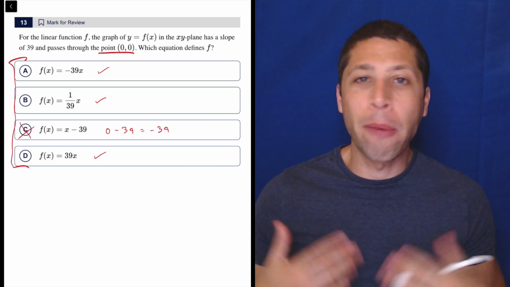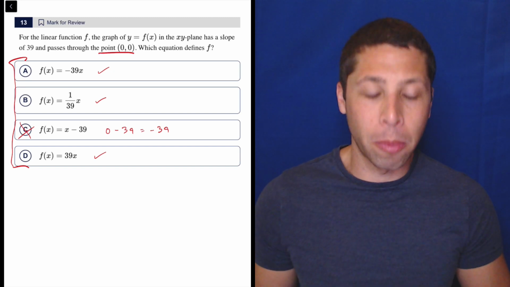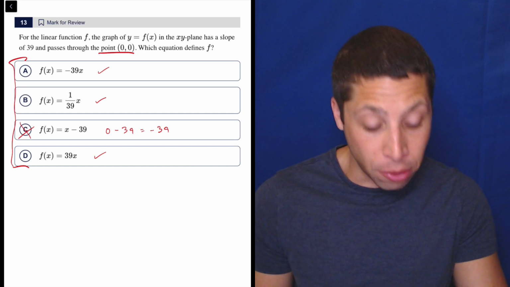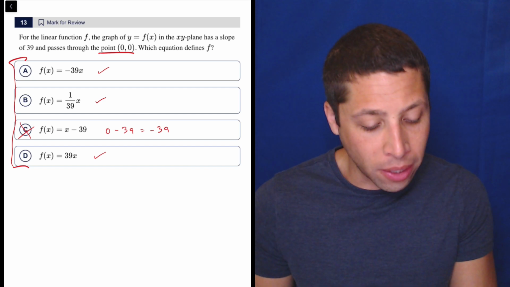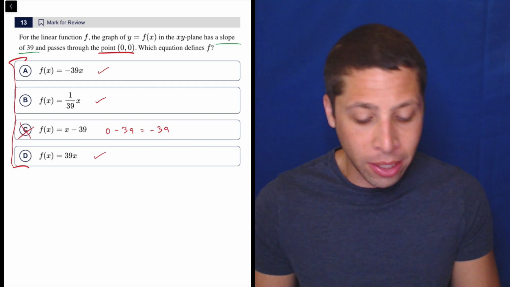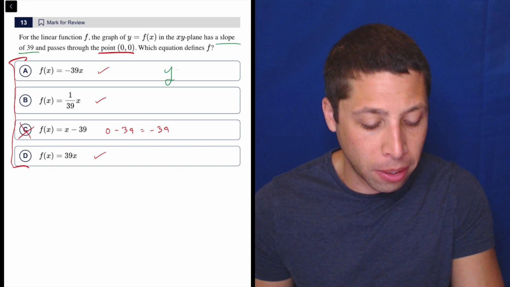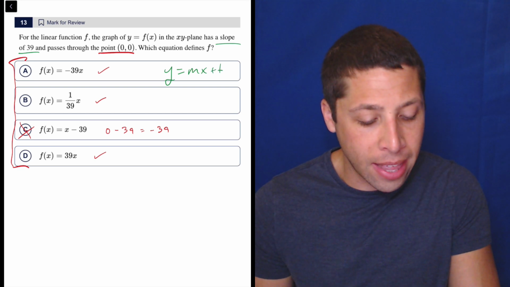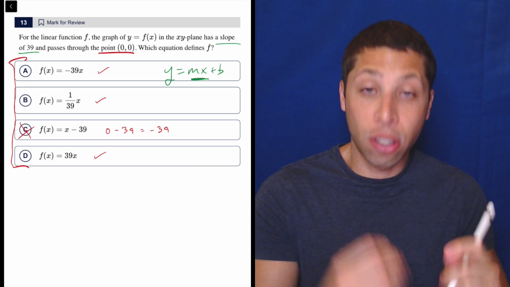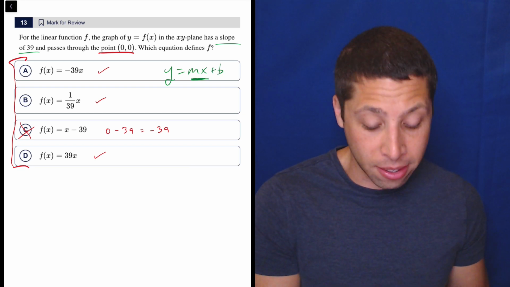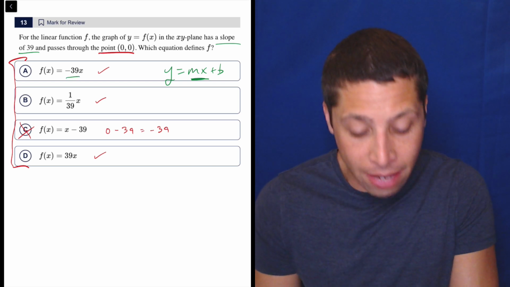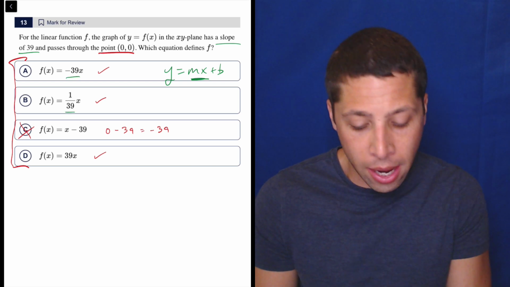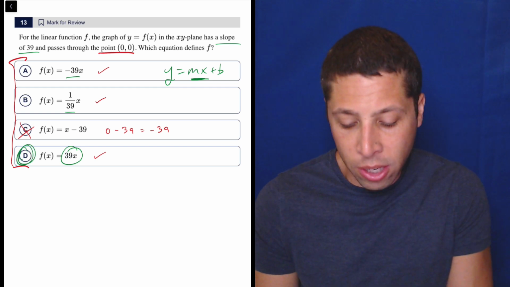But here's the thing. I wouldn't be doing this on my page. This is so easy to do in my head. And then we can move to the other step, which is the one that's going to definitively get us the answer. We need to have the line have a slope of 39. So really, this is just memorizing y equals mx plus b and recognizing that the m is the slope. It's the part that's attached to the x. So basically, just look at the thing in front of the x. And so this is negative 39. This is 1 over 39. This is 39. So D is the answer.